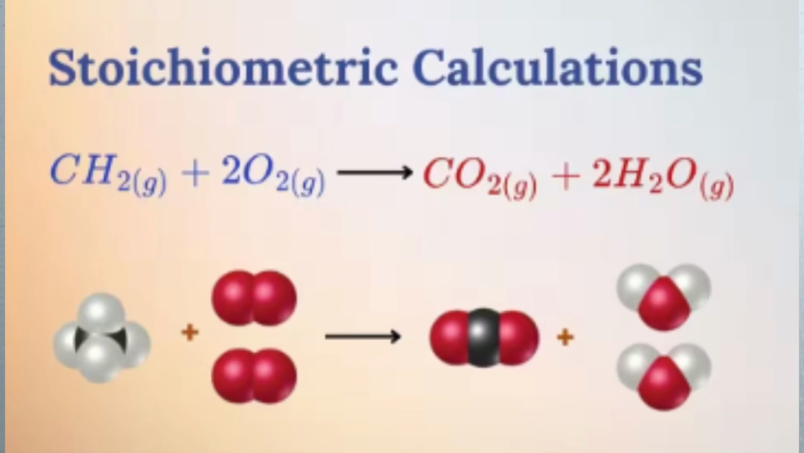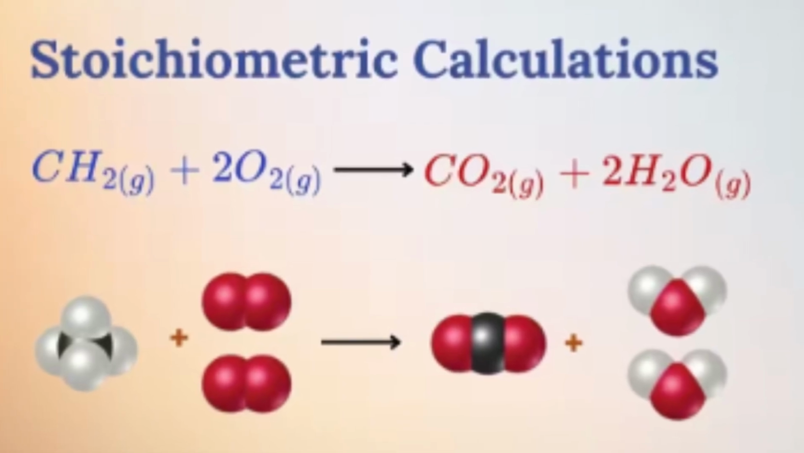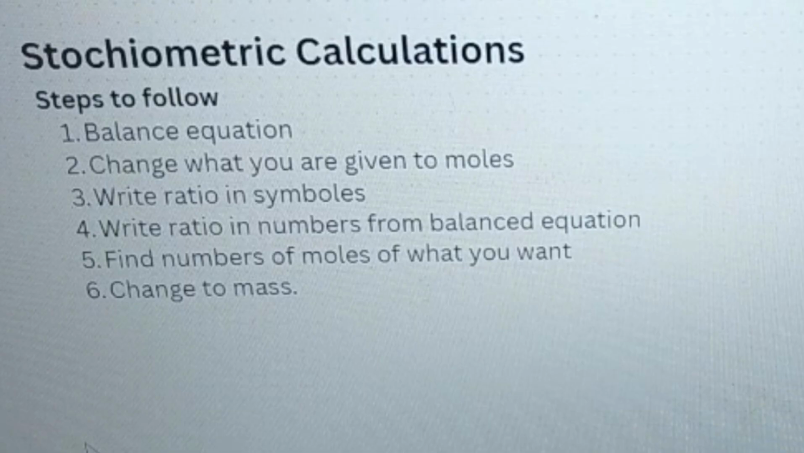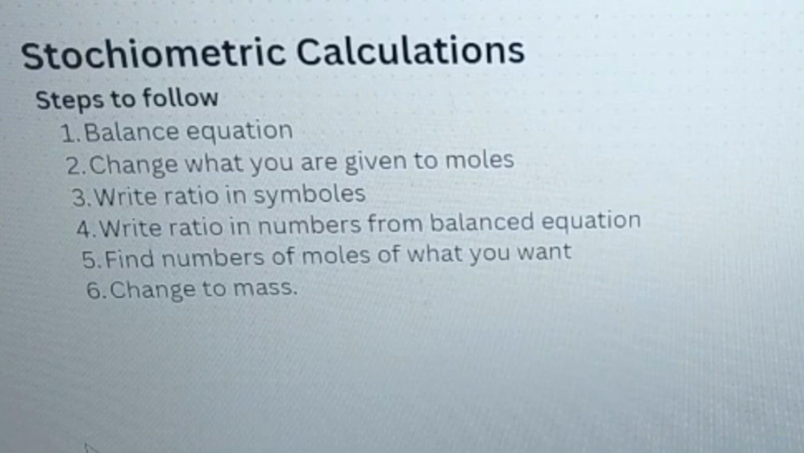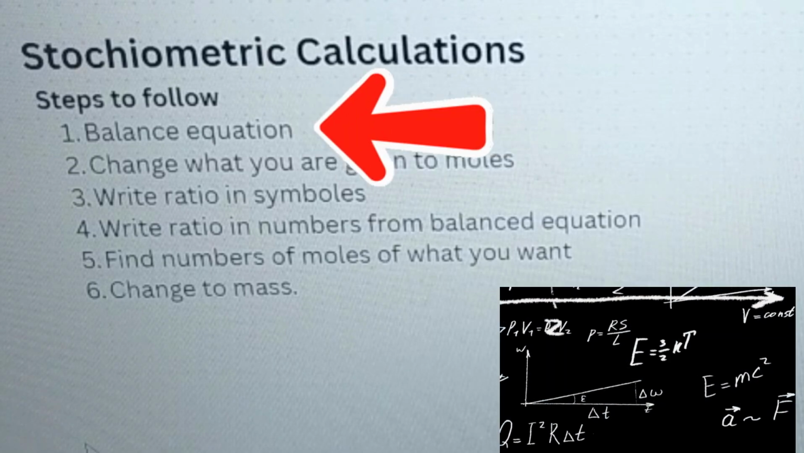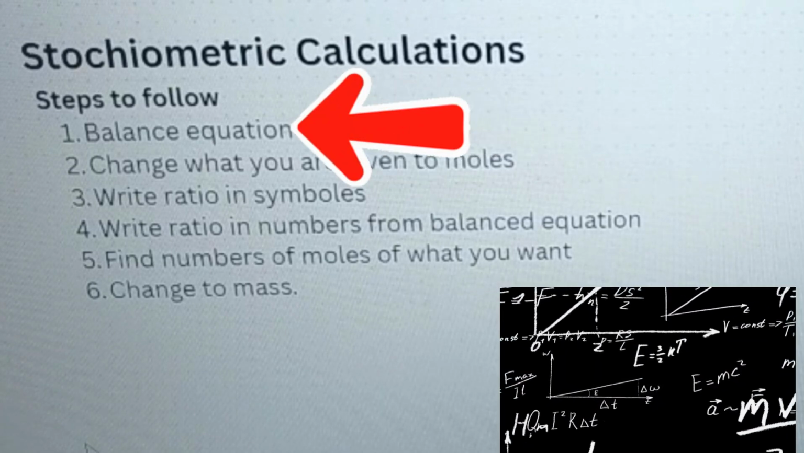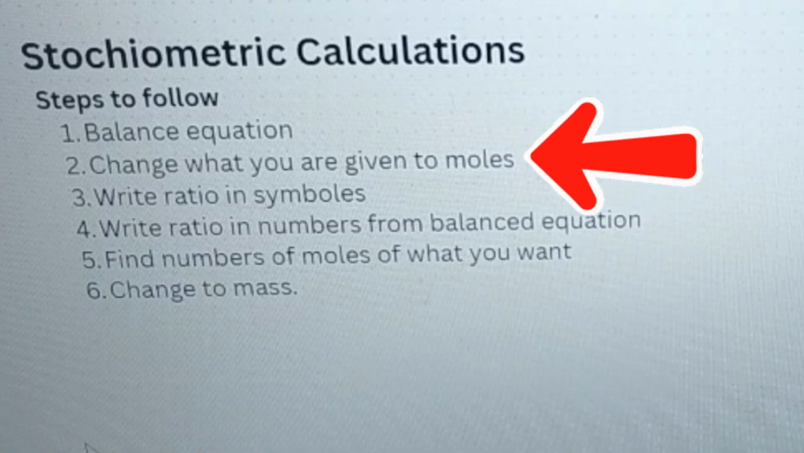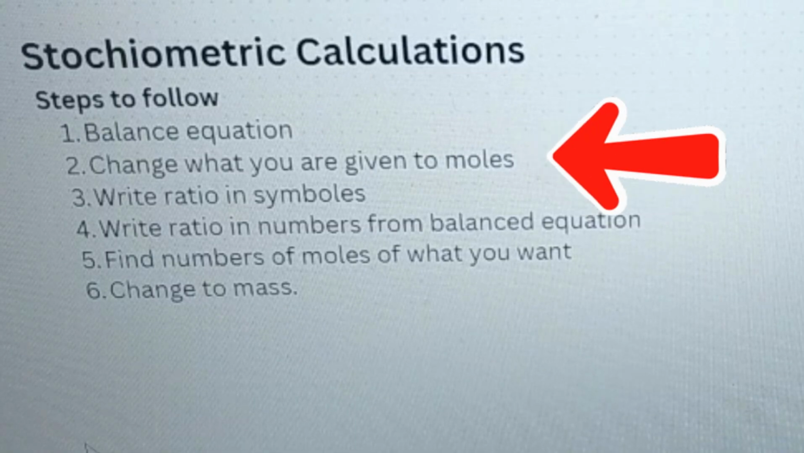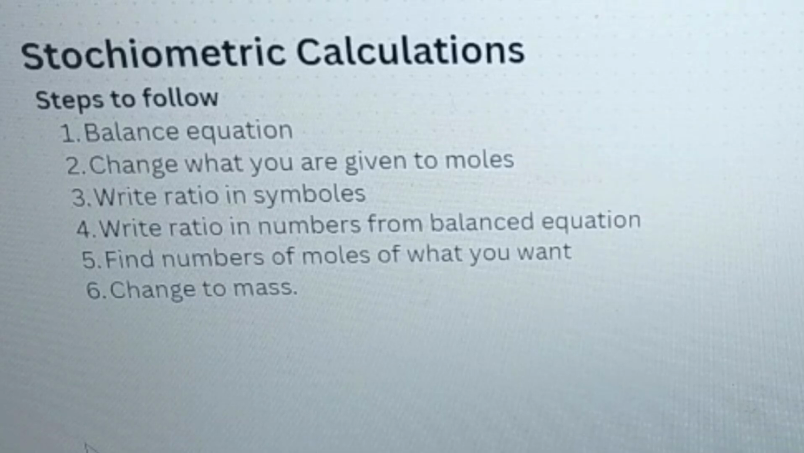This kind of question you get up to grade 12. So I'm going to start by telling you the steps that you follow when you get such a question. Another important thing about them is that they're in every section. When you get that kind of question, you must first make sure that the equation is balanced. Balance the equation and then change what you are given to moles. There will be one substance that will be given to you. It must always be in moles.